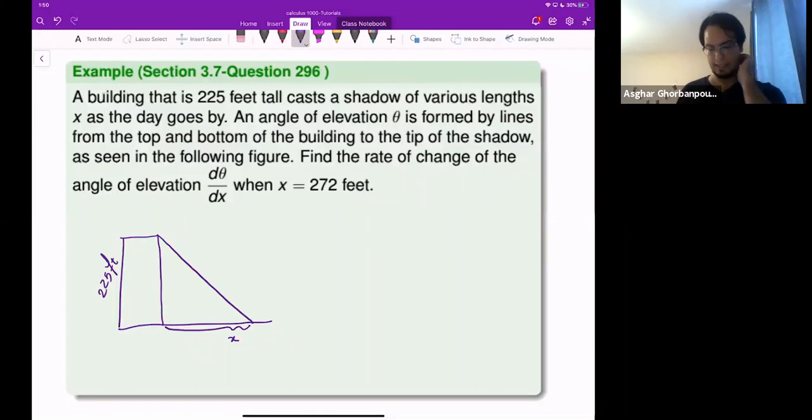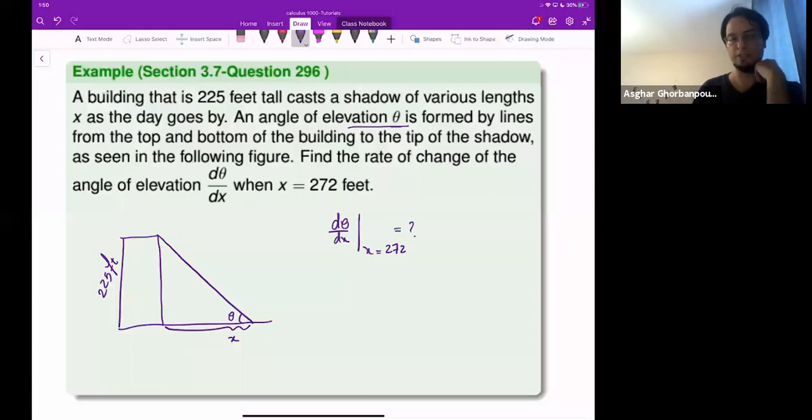We call it x. The angle you see here is theta. That's the elevation. Theta is formed by this line. Find the rate of change of theta, the angle of elevation, with respect to x, when x is 272. This is how we write mathematically that question. So what is d theta dx? The rate of change of angle of elevation with respect to x when x is 272.